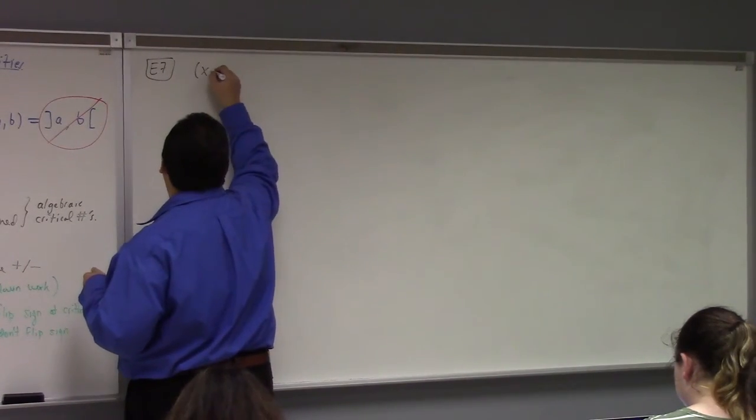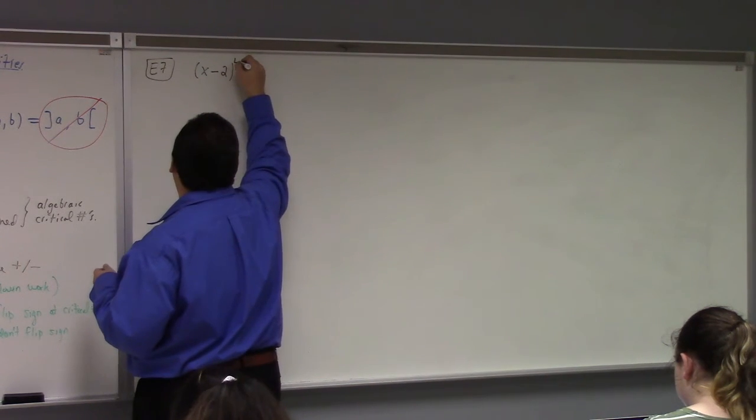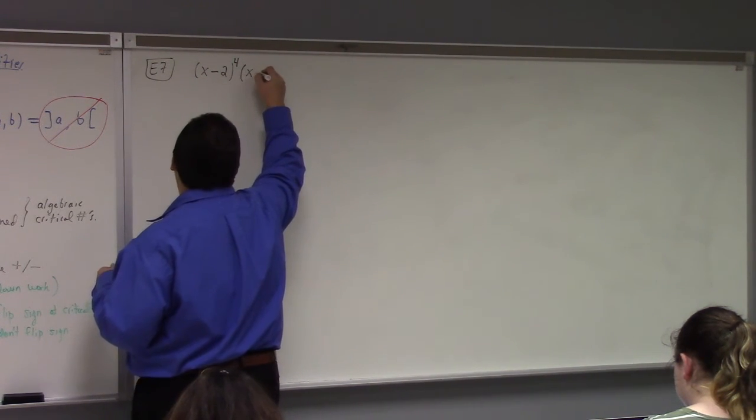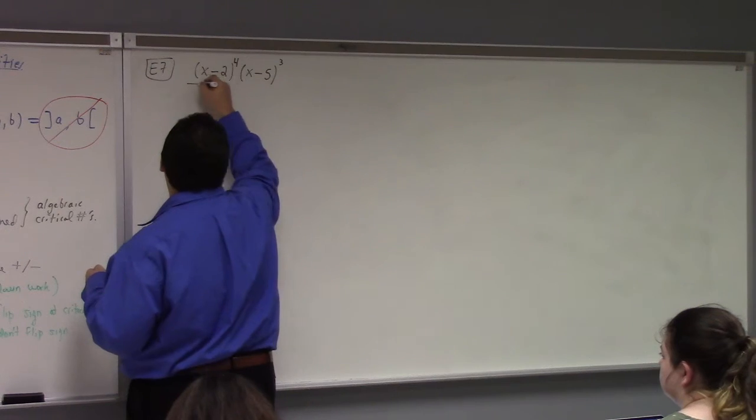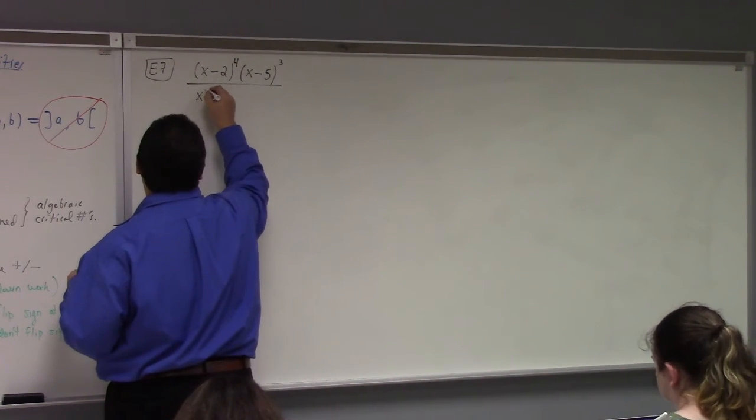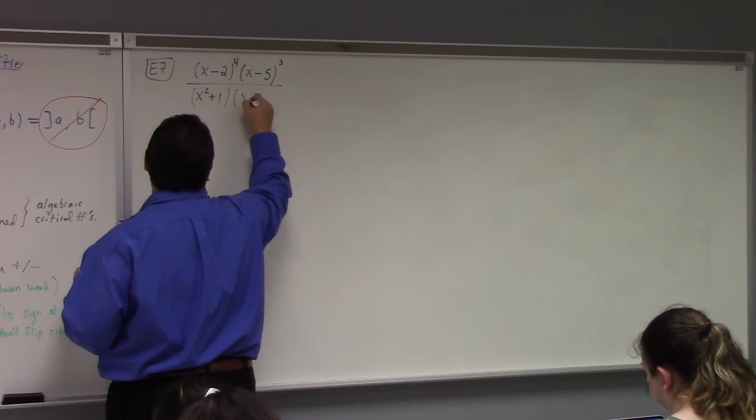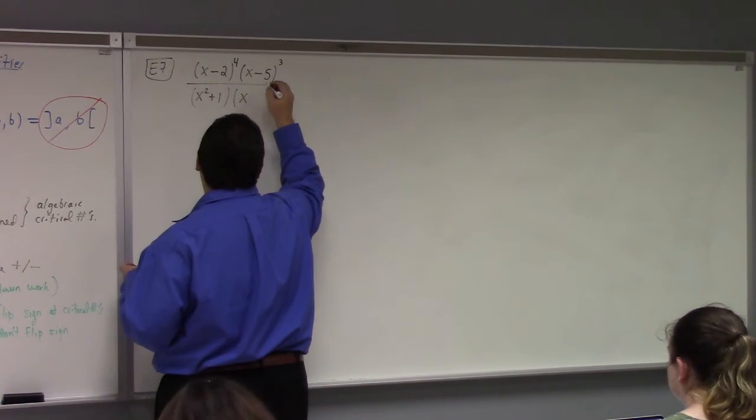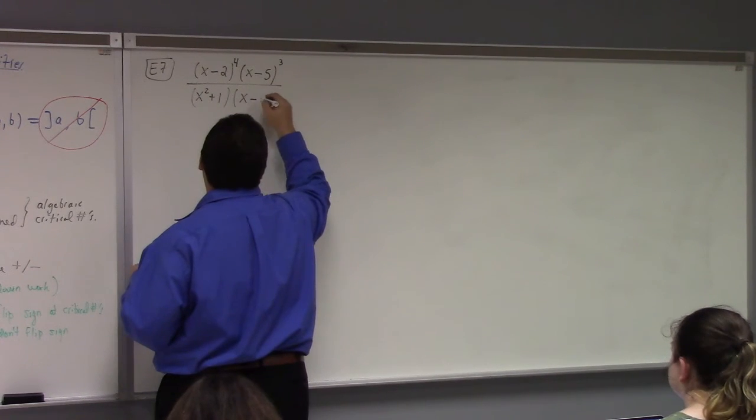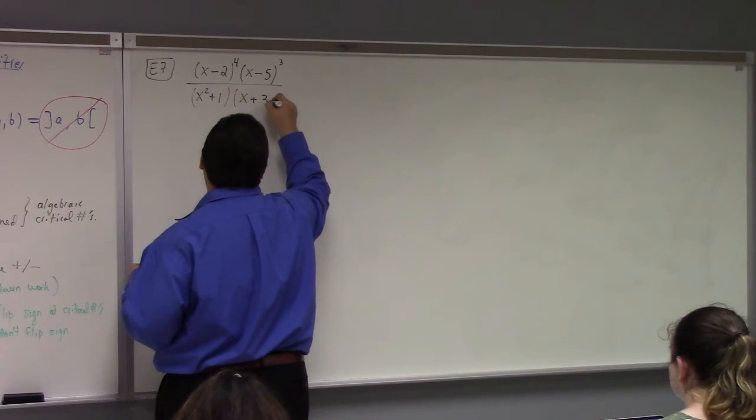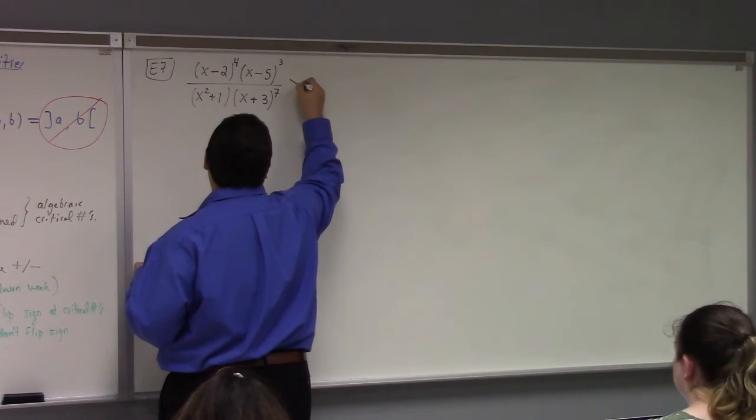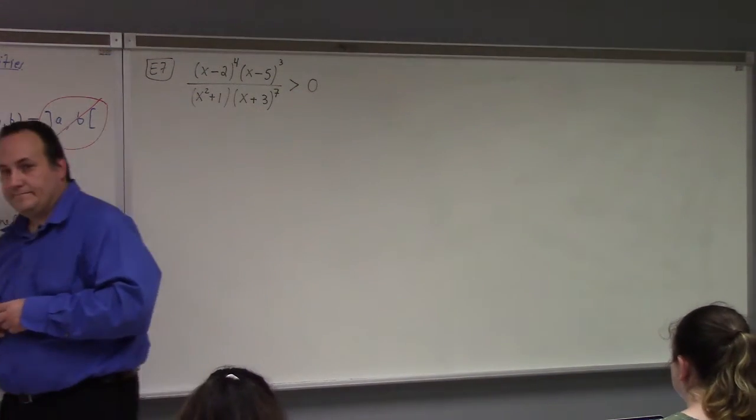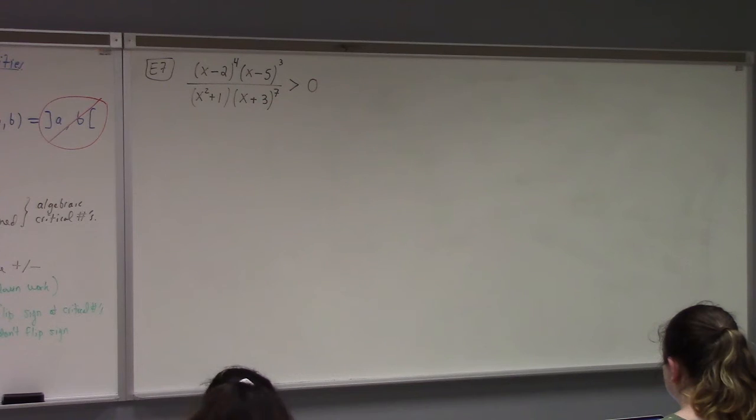So if I had like x minus 2 to the fourth power times x minus 5 to the third power divided by x squared plus 1 times x plus 3 to the 7th power. I want to solve that greater than 0. Now I did the hard part. I already factored it. All right?